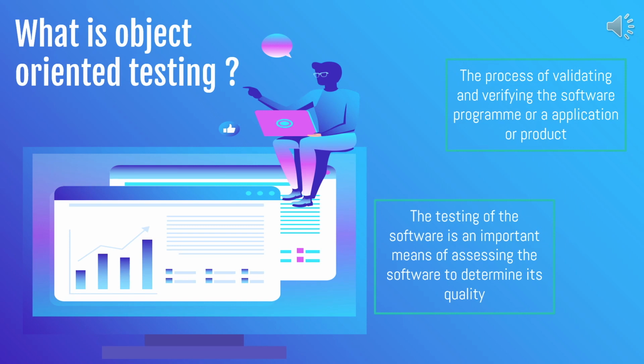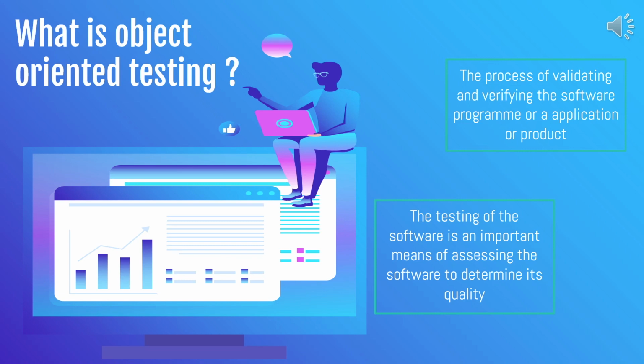Now let's talk about object-oriented testing. But before that, we know that software testing is a process of executing a program or application with the intent of finding the software bugs. So therefore, it can be stated that the process of validating and verifying that a software program or application or a product is object-oriented testing.